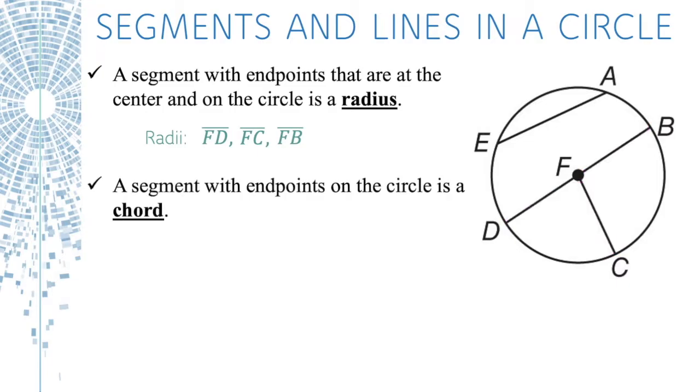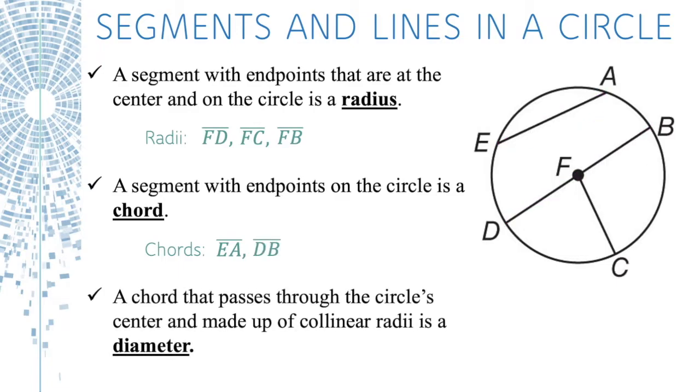Now, a segment with endpoints on the circle is called a chord. So the chords in this circle are EA and DB. A chord that passes through the circle center and is made up of collinear radii is called a diameter. You've probably heard that one before. So the diameter in this circle is DB. And you'll notice that DB is both a chord and a diameter, and that's okay.